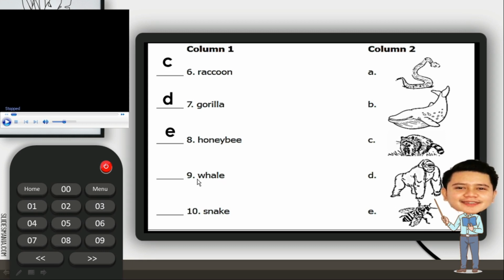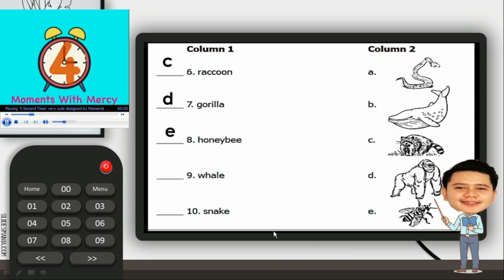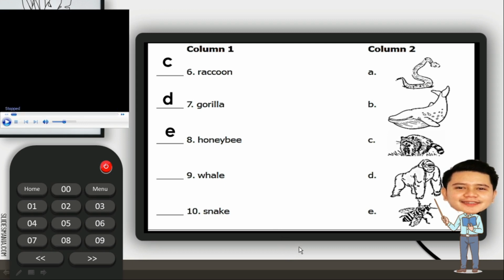Next, number 9. Whale. So where is the whale? 5 seconds. The correct answer is letter B. And of course for number 10, this is the snake, letter A. Once again, let us read the animals. We have raccoon, gorilla, honeybee, whale, and snake.